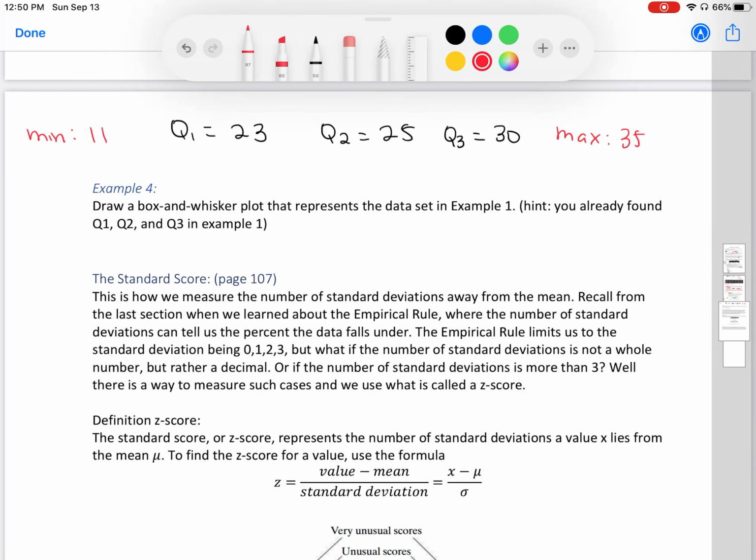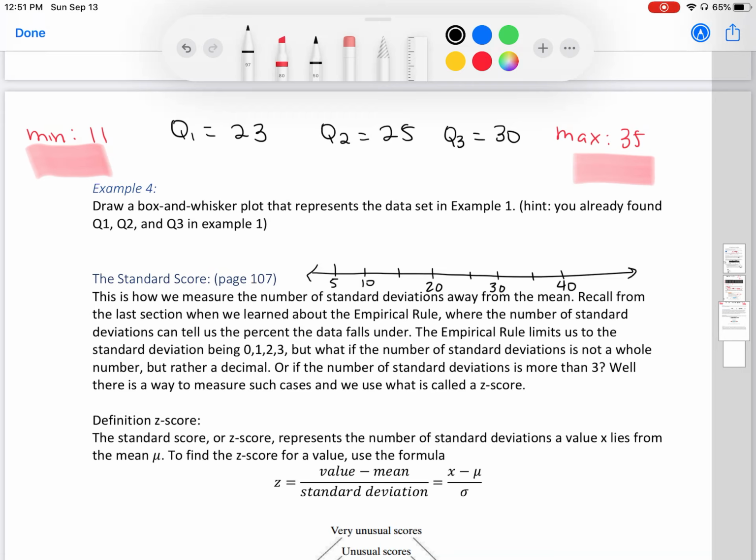Okay, so I see that everything ranges from numbers 11 to 35. Let's draw a number line from 11 to 35. How about I go by fives? That was a mouthful. All right, so we have 5, 10, 15, 20, 25, 30, 35, 40. Okay, cool. Now we have our graph.